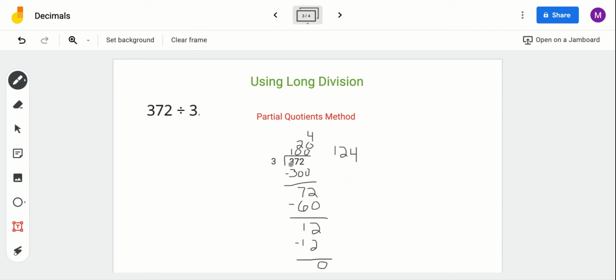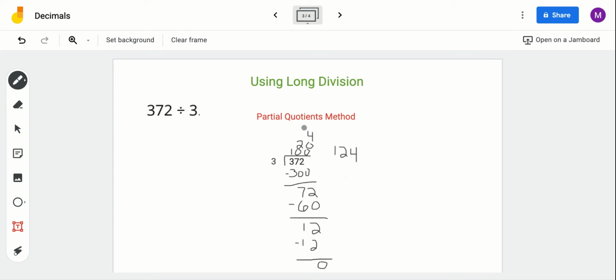I started in the hundreds place, just like I did with the picture. I worked my way over to the ones. I got 124 groups of 3. And now it's time to look at our last method.